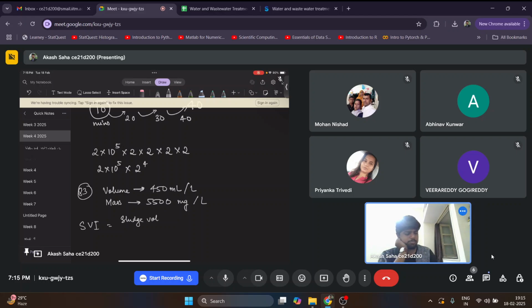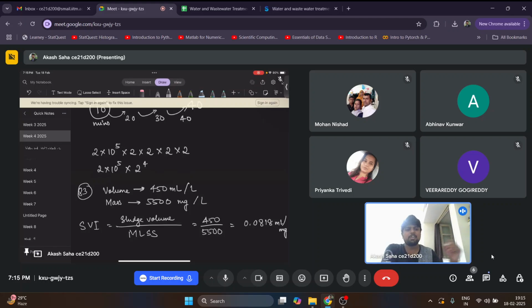Sludge volume by MLSS or the mass. So volume by mass you have to find out. So it will be 450 by 5500. So it will be 0.0818 milliliter per milligram.